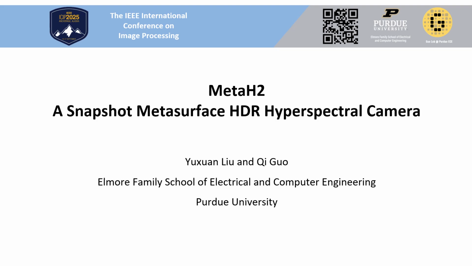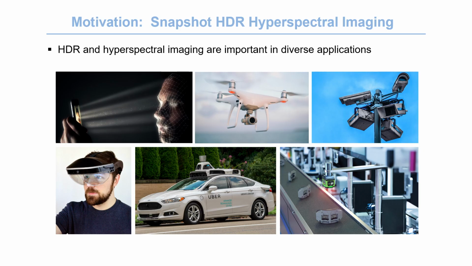Hello everyone, we would like to introduce our work, MetaH2, a meta-surface-based HDR hyperspectral camera. We are living in a world where cameras play an important role in a wide range of scientific and industrial applications that study the geometric and radiometric characteristics of our surroundings. As two representatives, HDR imaging can get full brightness profiles, and hyperspectral imaging helps understand the detailed material composition. These capabilities are essential in diverse applications such as surveillance, food quality inspection, and beyond.